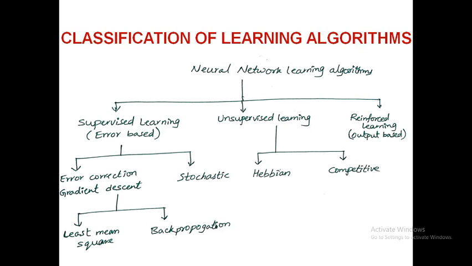Again, the unsupervised learning method is classified into two types: one is Hebbian learning, another one is competitive learning. So this is the classification of learning algorithms that we have seen so far. In detail, we'll see in further classes.